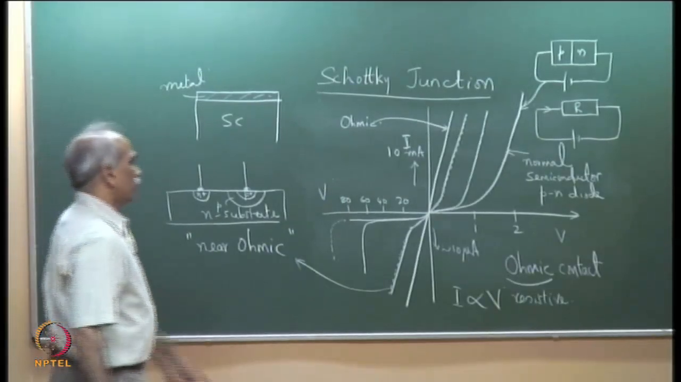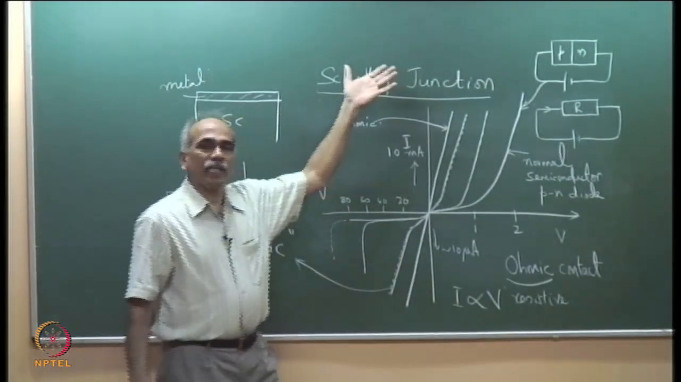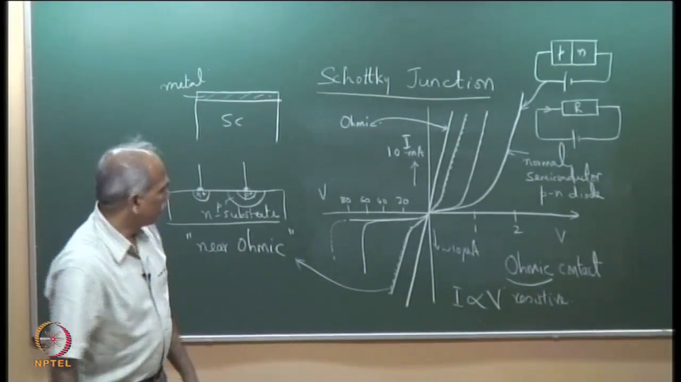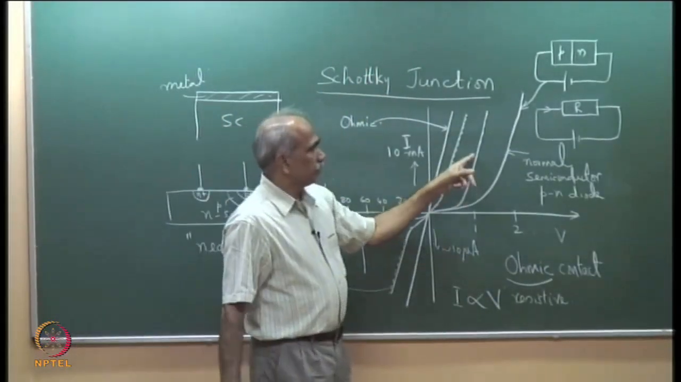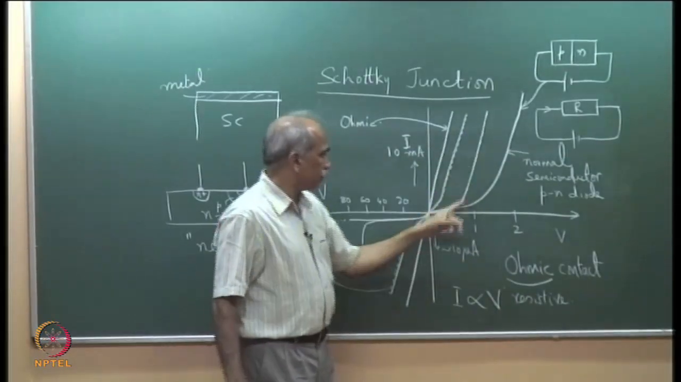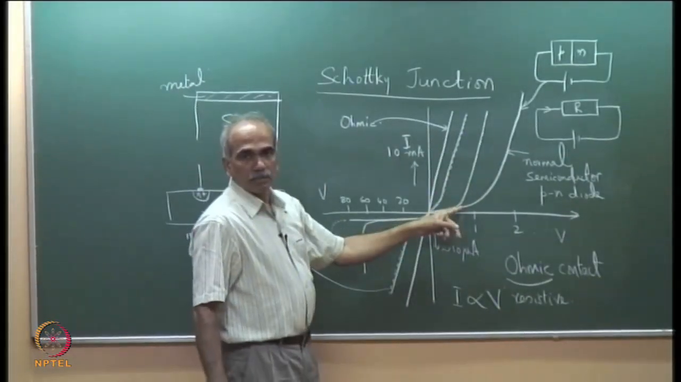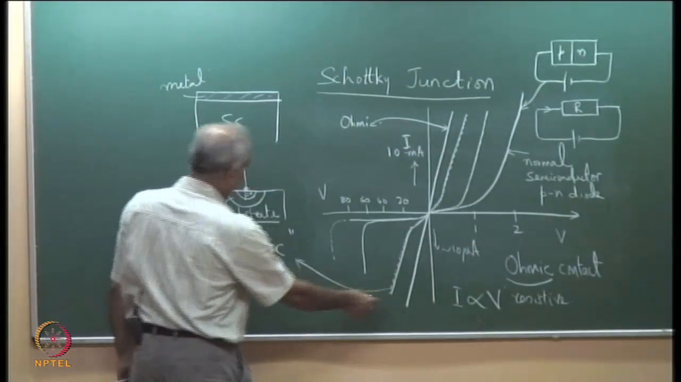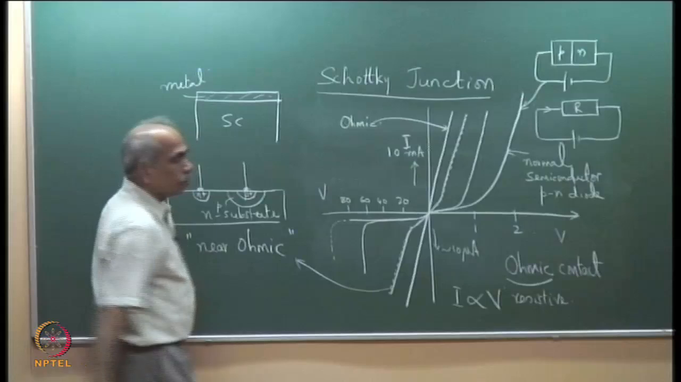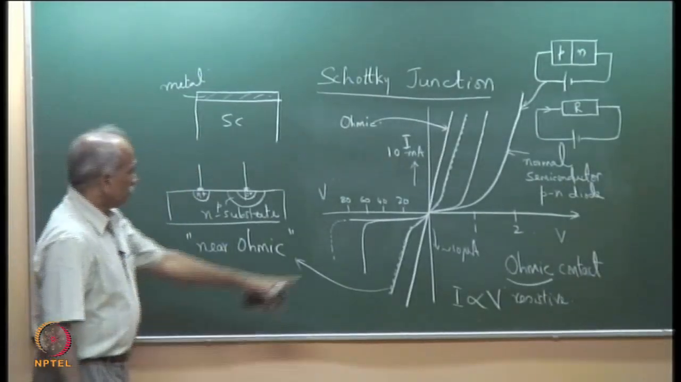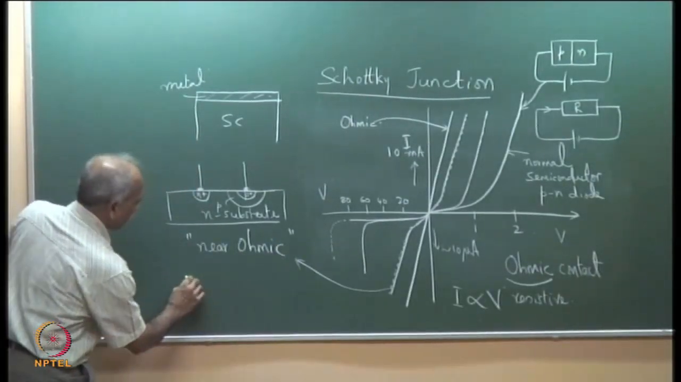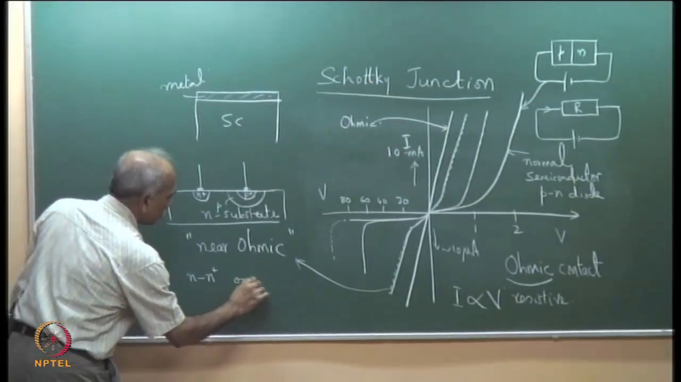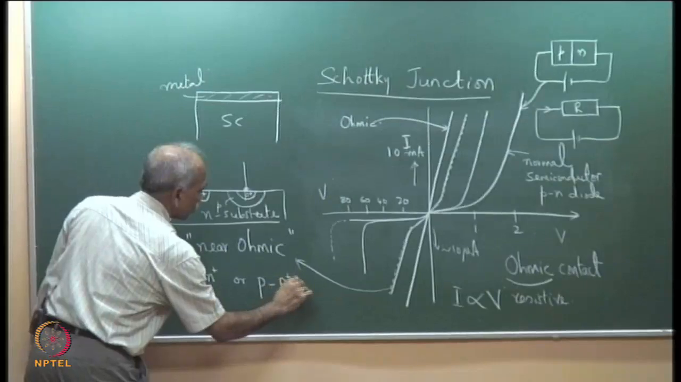And we will see that by taking a Schottky junction, that is a junction between metal and semiconductor, it is possible to get a Schottky behavior. So, this is the Schottky characteristic, which has slightly smaller built-in potential here, or it is also possible to have a near ohmic contact. The other methods of getting near ohmic contact include N plus junctions or P plus junctions.